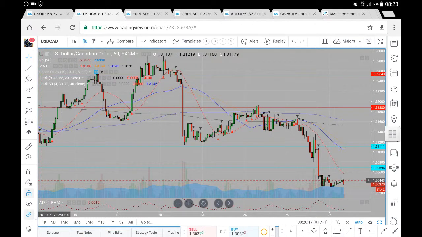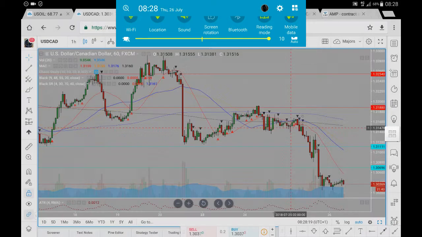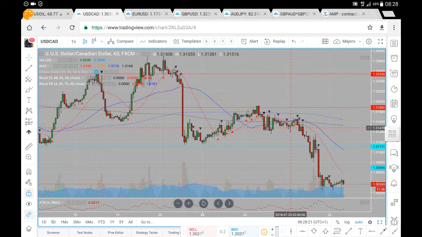So this is USDCAD analysis for Thursday, 26th of July. Now let's just have a look at the prices and where prices may likely go. So we've seen a further breakdown here in the USDCAD.